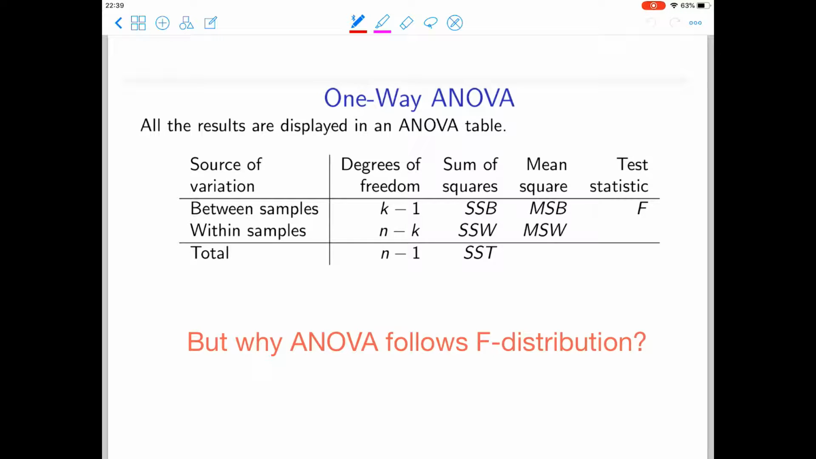Since ANOVA is talking about the ratio between two variances, one is the MSB and another one is the MSW. There are two variances. And we know that the variance follows the chi-square distribution. If you do not know about it, it doesn't matter. I will explain it deeply.